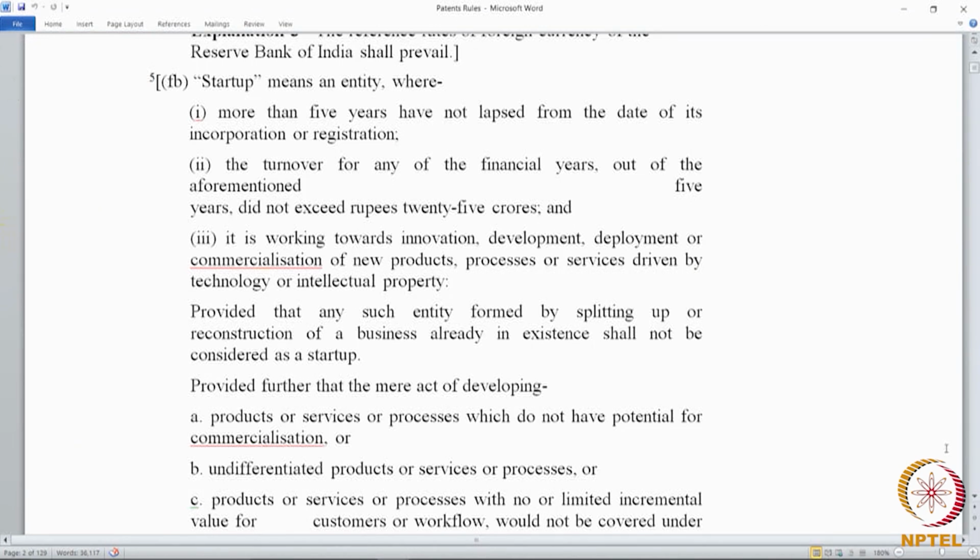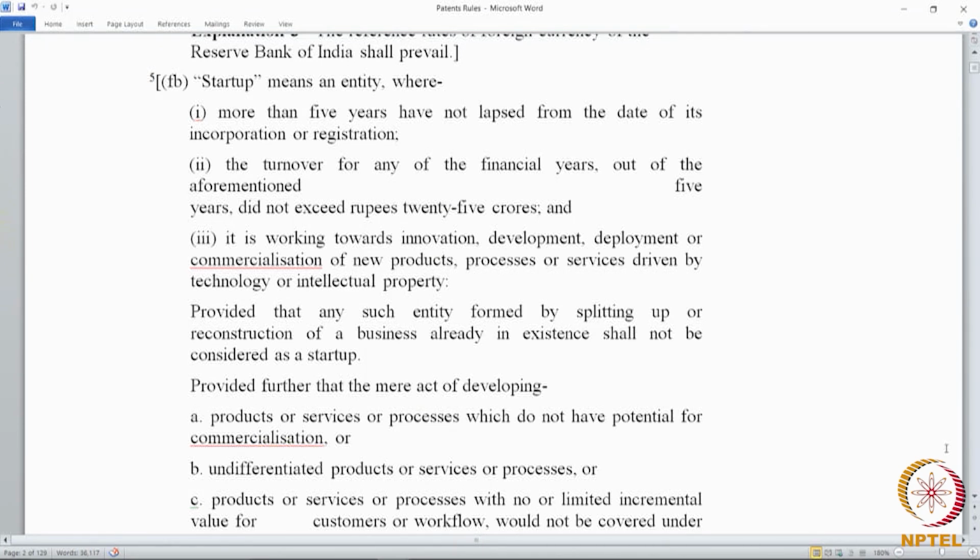One, you have a relaxed fee structure. The fee structure for the startup is the same as it is for natural persons, and startups can also seek the privilege of an expedited examination. The rules define startup as an entity where, one, more than 5 years have not lapsed from the date of its incorporation or registration. So, it's not been in existence for more than 5 years.